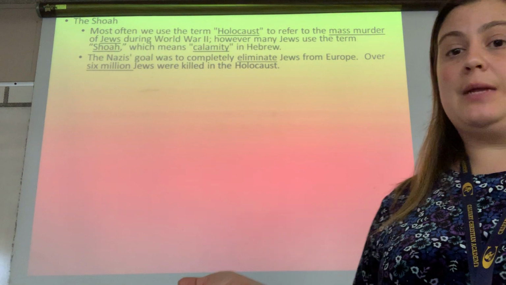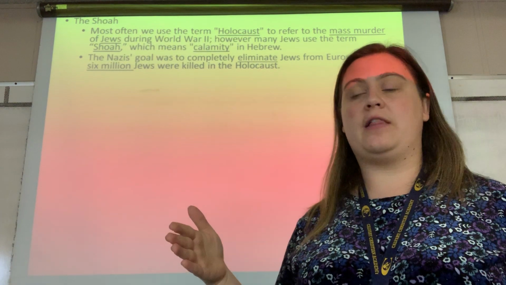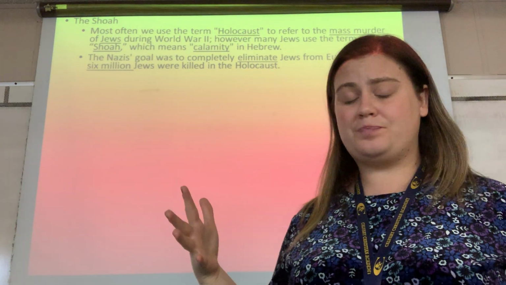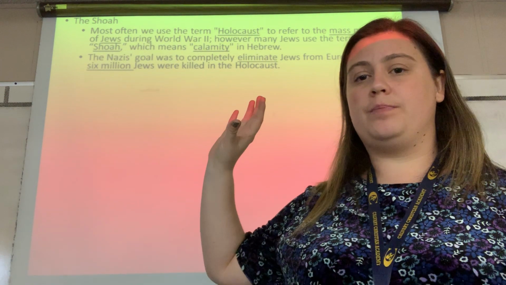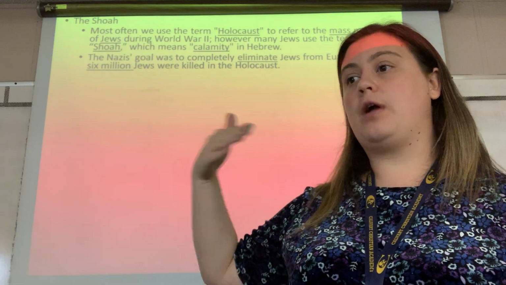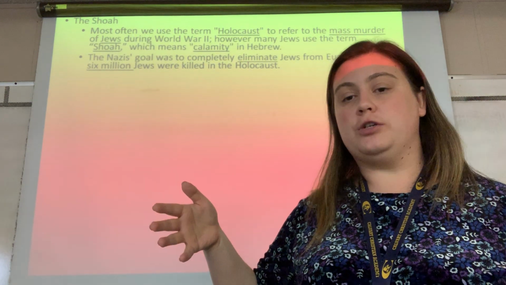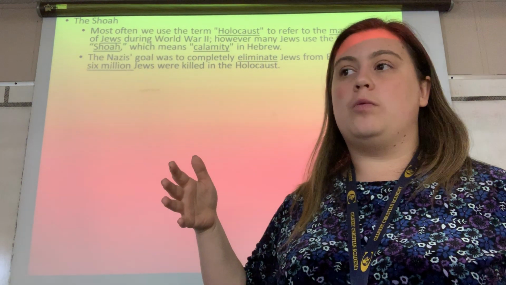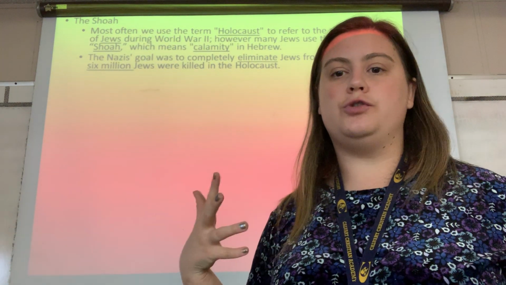And this was, like we said before, systematic. This was not just random. They had a whole plan that they laid out. They actually had a meeting to decide, and this program of how they were going to go about getting rid of the Jewish population was known as the final solution, or the final solution to the Jewish problem.